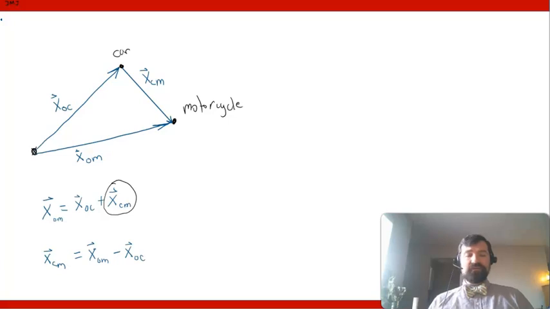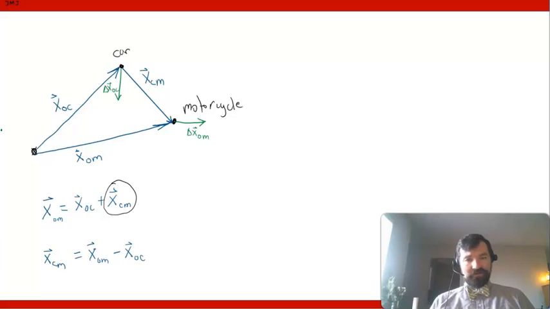So let's consider now what would happen if everything is allowed to move. Maybe the observer is stationary, but the other two move about. So maybe, we'll do this in green, maybe this car happens to move from here to here, and this motorcycle happens to move from here to here. Those are like your displacements for the car and for the motorcycle. So this right here might be delta x from origin to car. This should be delta x from origin to motorcycle.